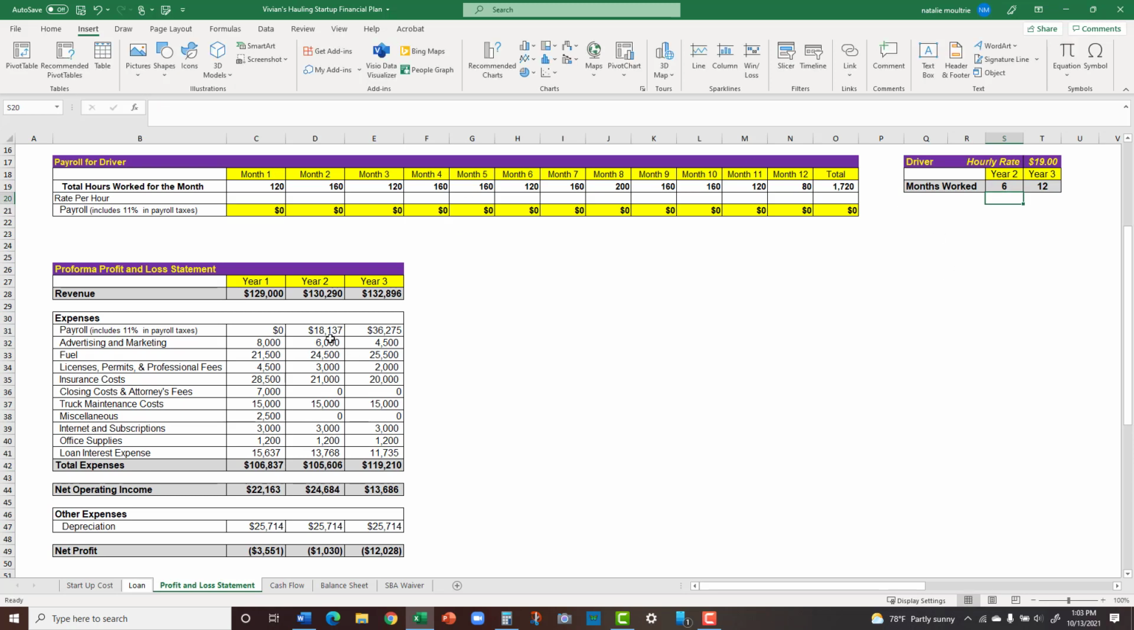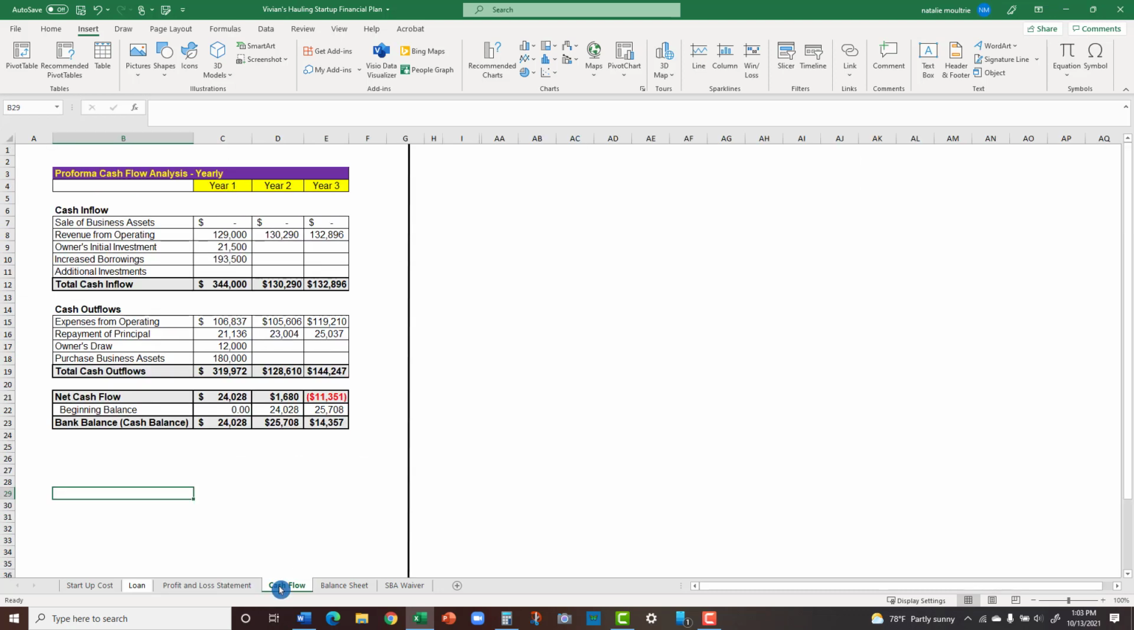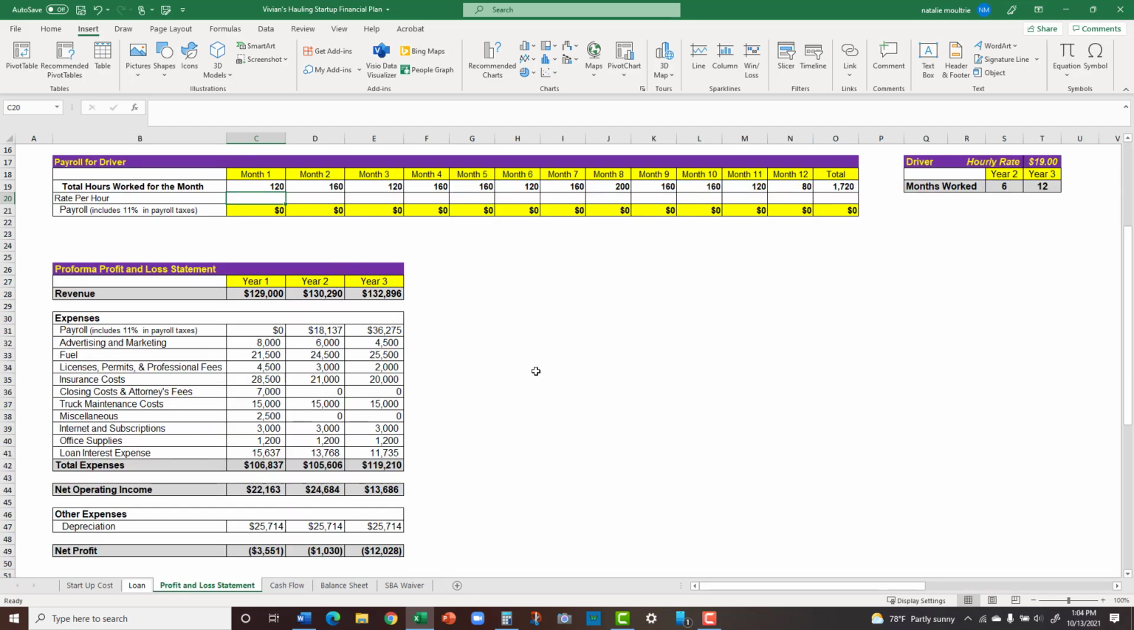All right, so that cut our payroll in half. So let's see what happens to our cash flow statement. All right, so now we're at a positive cash balance at the end of year 1, a positive cash balance at the end of year 2 and a positive cash balance at the end of year 3. So what I want you to do is just take this spreadsheet and use it. You can change the numbers.